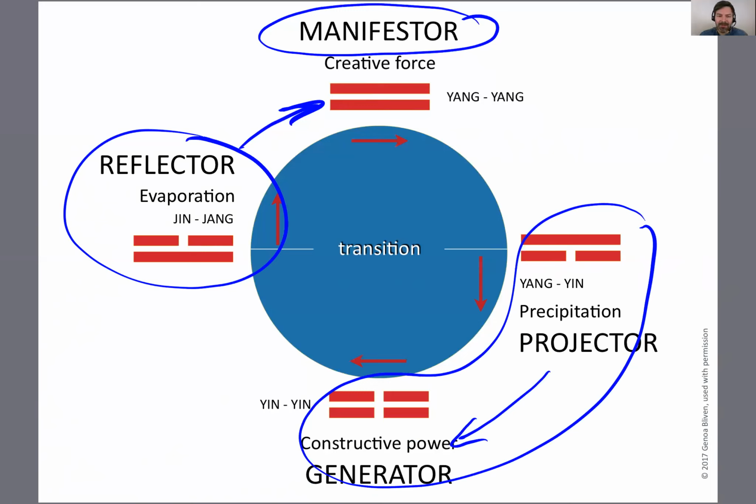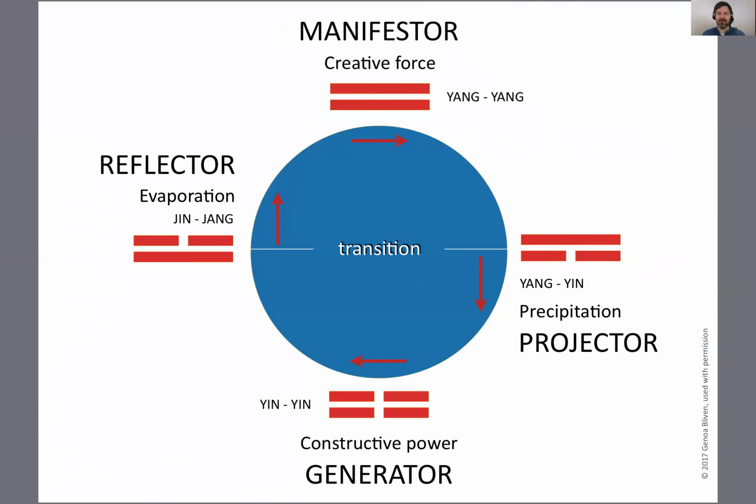So this is kind of an archetypal picture of the type cooperation, how the four types can interact, type interaction. As I said, projector and generator is really geared to work with one another. Reflector and manifestors are the natural partners for themselves as well.